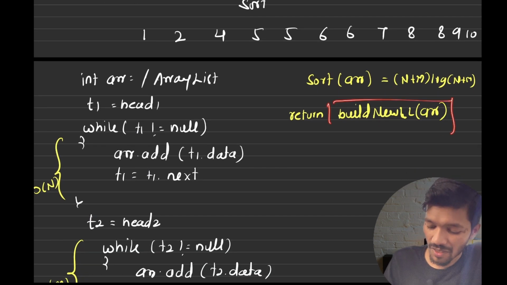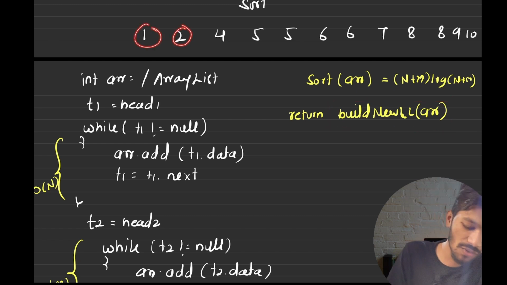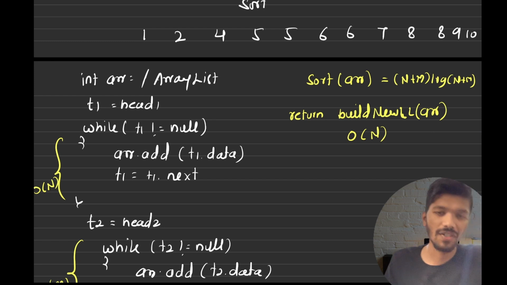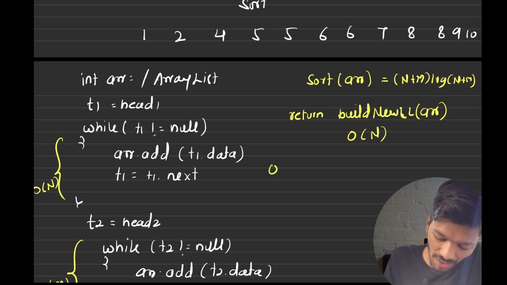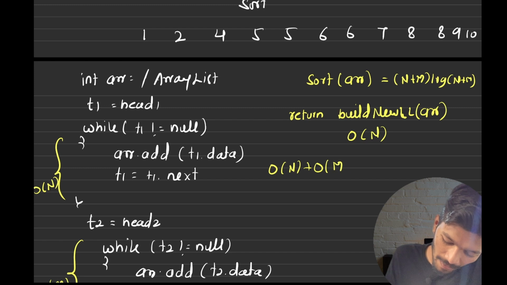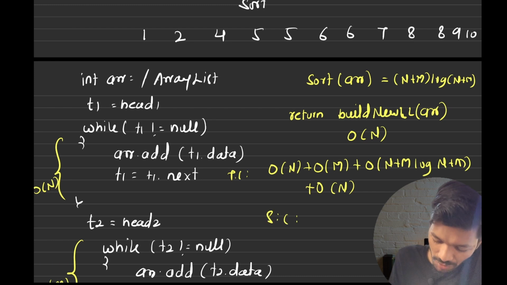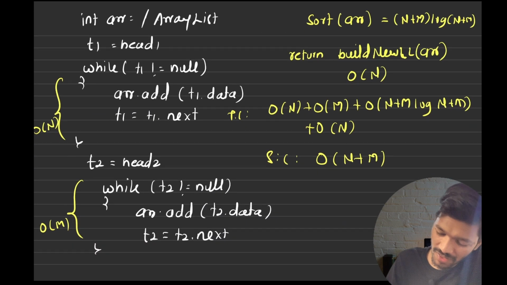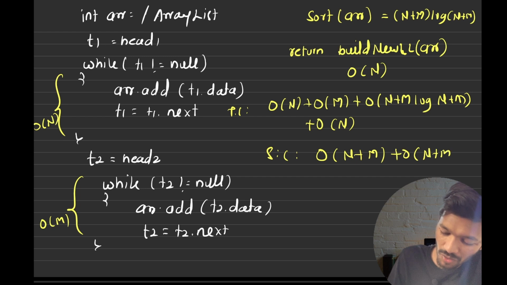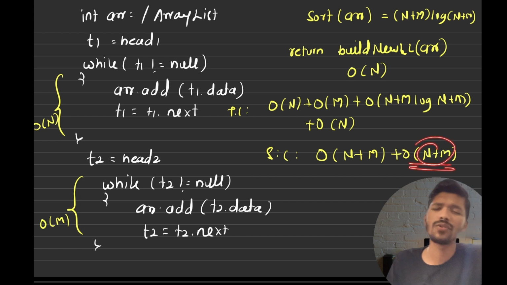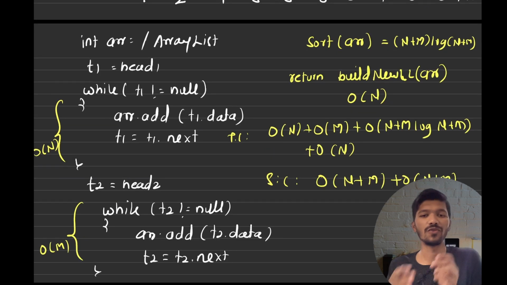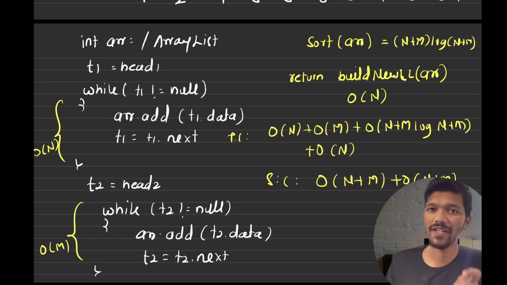That is the reason why n plus m. And finally we are building the new linked list for every single node, so this will again take big O of n time. Therefore the total time complexity would be big O of n plus big O of m plus big O of (n plus m) log (n plus m) plus big O of n. And space complexity would be big O of n plus m, because you are using an extra array, plus you will be building a new linked list of all the nodes present in both the linked lists. So this is the brute force solution you can use to merge the two sorted linked lists.